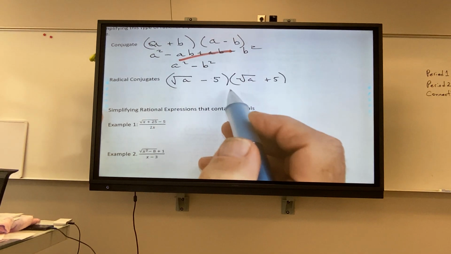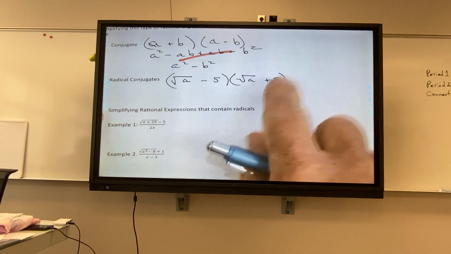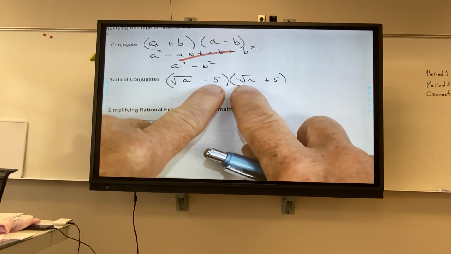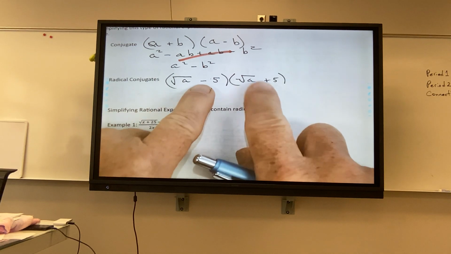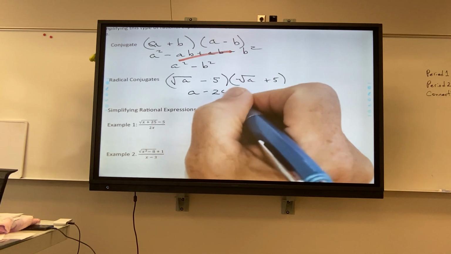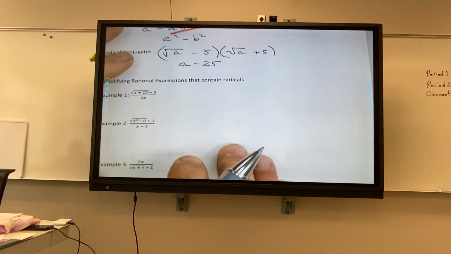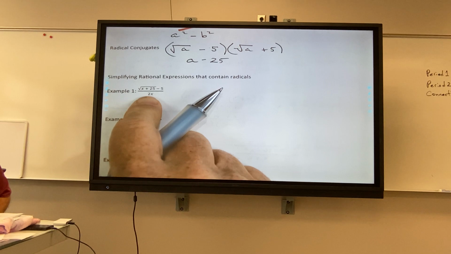you know there's not going to be any middle term, correct? Because they will be opposites. They'll be 5 times the square root of A minus 5 times the square root of A. Why multiply them out? It's just going to be this squared minus this squared, the difference between squares. So I get A minus 25, correct? Mm-hmm.